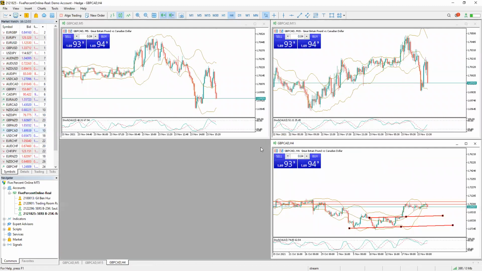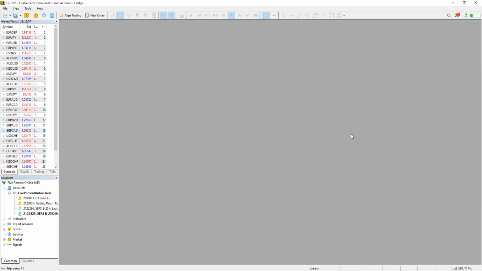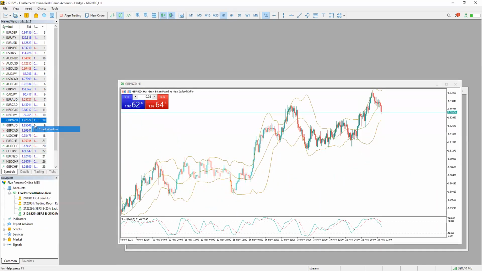Okay, let's go to the euro dollar and the pound New Zealand. I also want to maybe try to open a short scalp today. I have to check what kind of setup we have for a scalp right now.